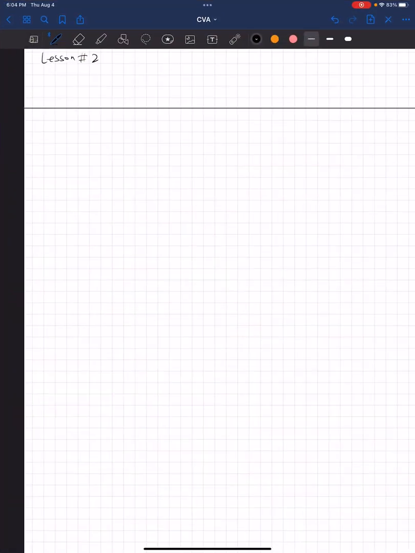So it's going to be Introducing Proportional Relationships with Tables. And then finally, what you want to do is put the date, which for me is August 4th. So it's going to be August 4th, 2022.